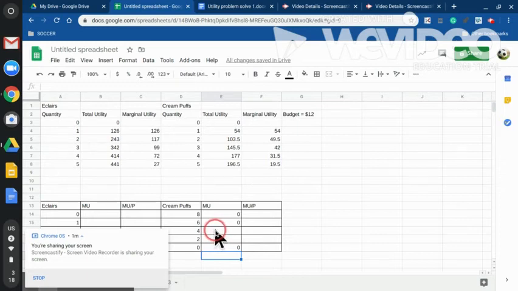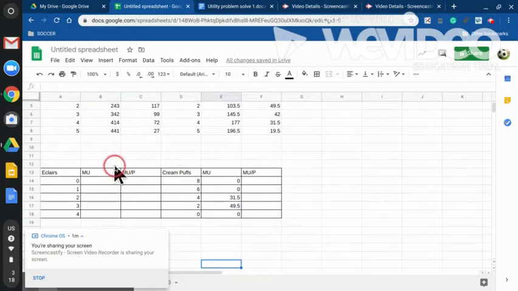So I need the marginal utility for cream puffs for 1, which was 31.5. And for two cream puffs, which was 49.5. Okay, so I'm just keying those in from that table that I calculated before.